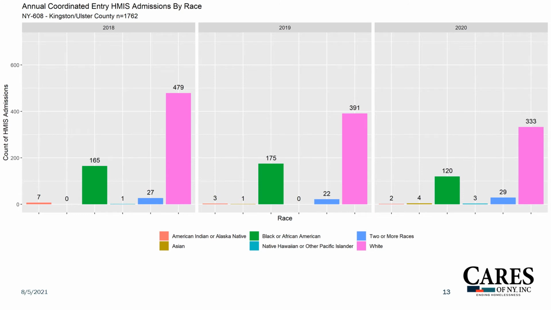Looking at coordinated entry, we can see that year-over-year admissions also declined, but the decline in white clients was much more significant than the decline in black or African American clients. And when we look at total counts, the level of clients admitted into coordinated entry of 2 or more races had remained relatively constant within that 22 to 30 range.